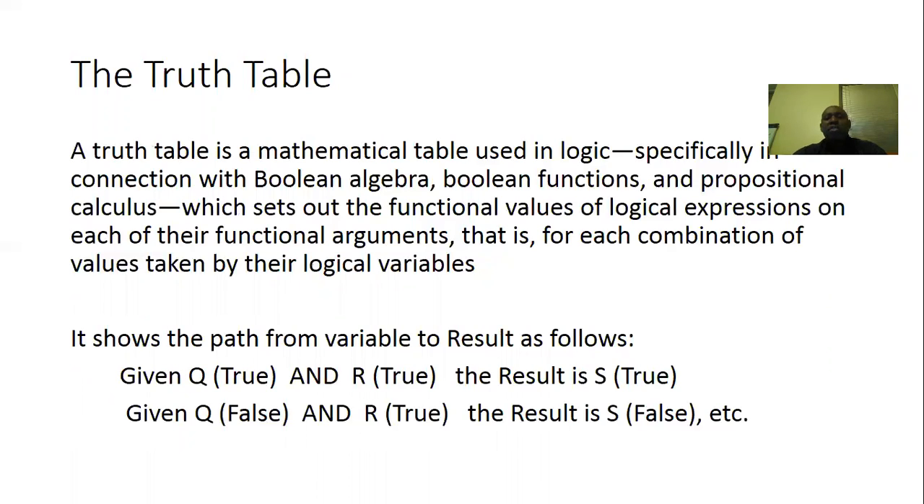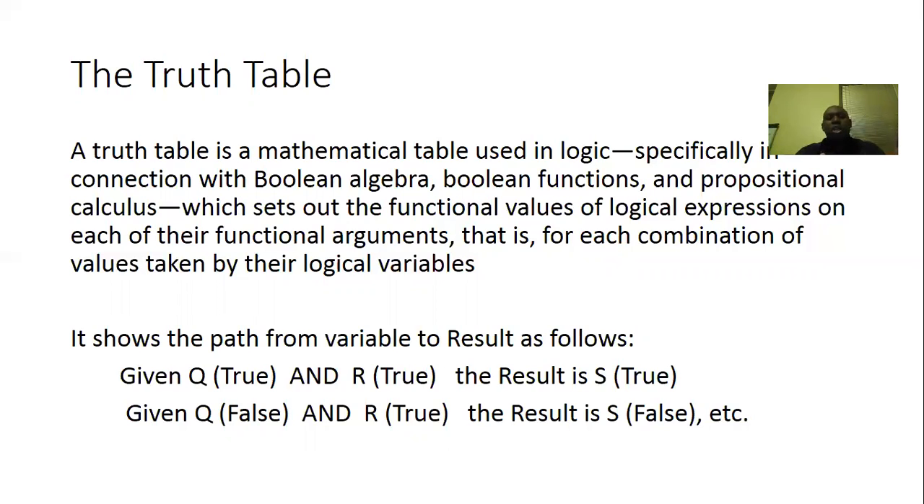So the truth table is actually a mathematical table that is used in logic and often used in Boolean algebra, Boolean functions, and operational calculus, and it involves dealing with a combination of values as well as their result. What the truth table does is actually to say, if you are given two values, usually called Q and R, what would the result be?